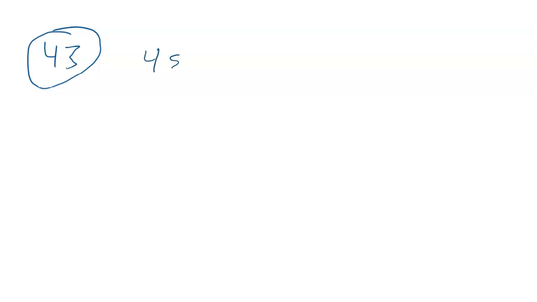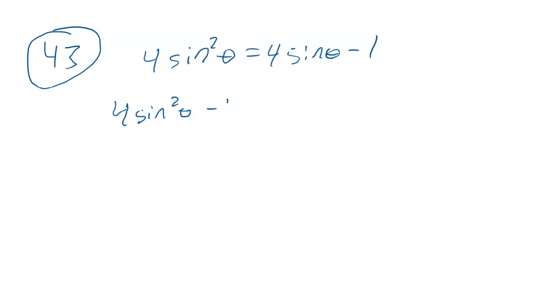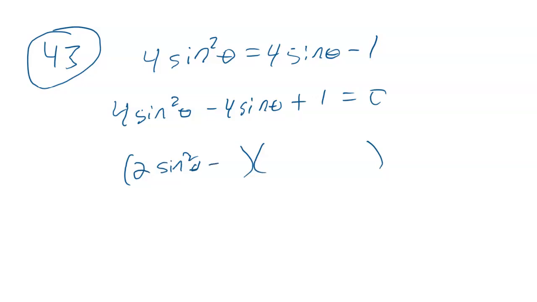43 is 4 sine squared theta is equal to 4 sine theta minus 1. This seems like a pretty straightforward one, but maybe we'll have some difficulties. So I get 4 sine squared theta minus 4 sine theta plus 1 is equal to 0. I'm going to factor. I believe this factors. I believe this is 2 sine theta minus 1 times 2 sine theta minus 1 equals 0. So I get sine theta is equal to 1/2.